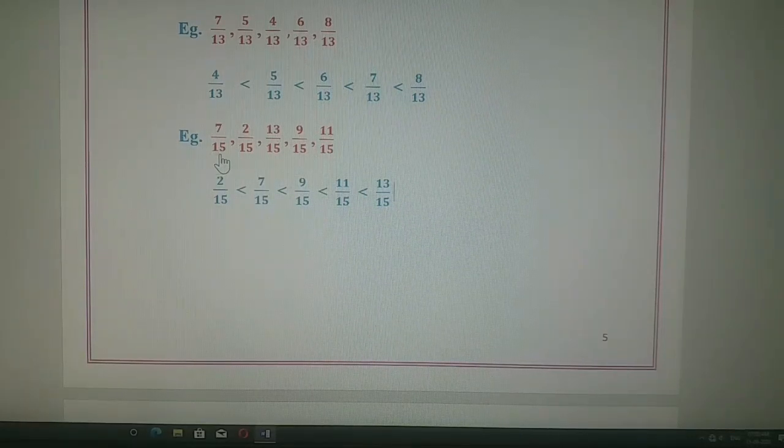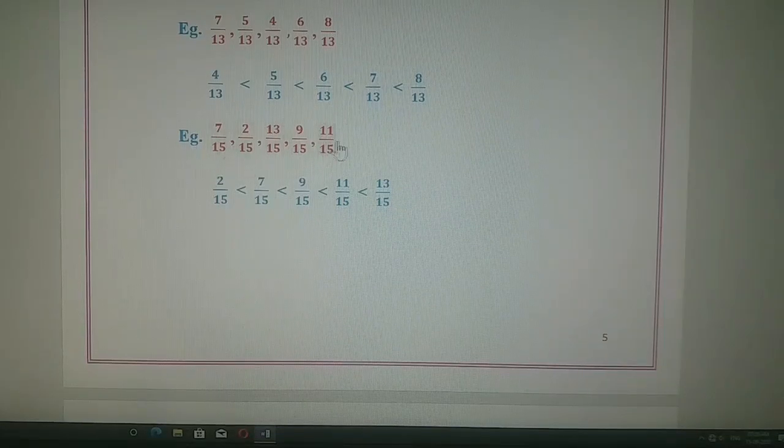Here in this example we observe 15 is the denominator and 15 is common in all the fractions. That means this group of fractions are like fractions. 7 upon 15, 2 upon 15, 13 upon 15, 9 upon 15, 11 upon 15. These are a group of like fractions.